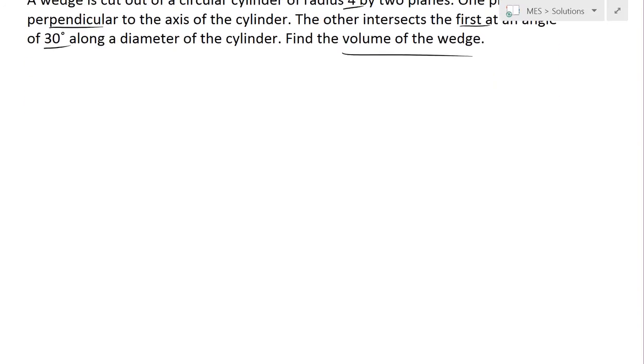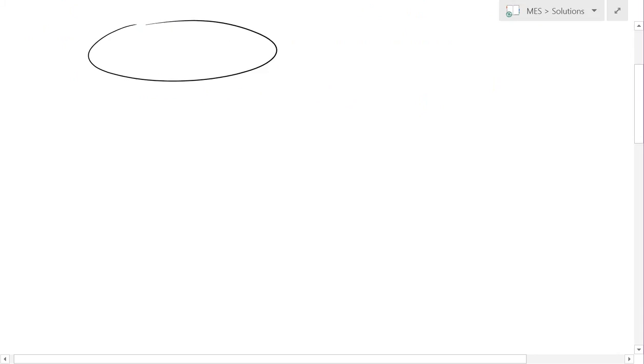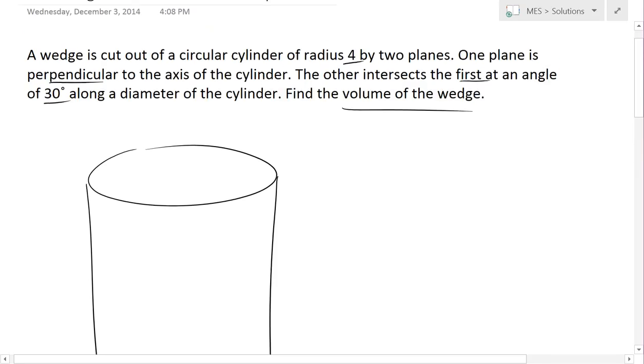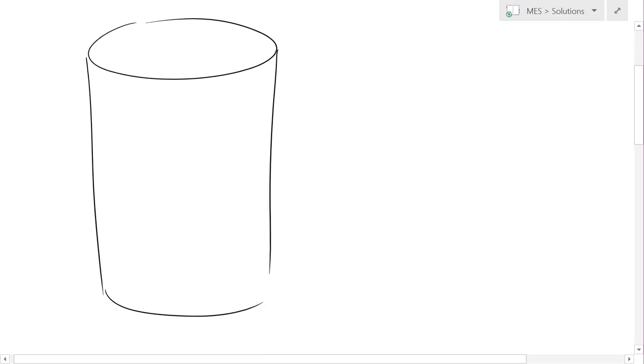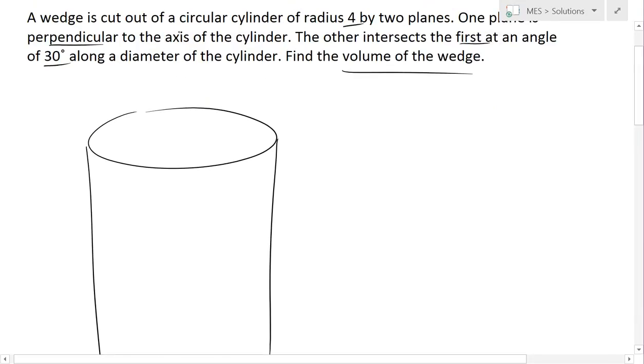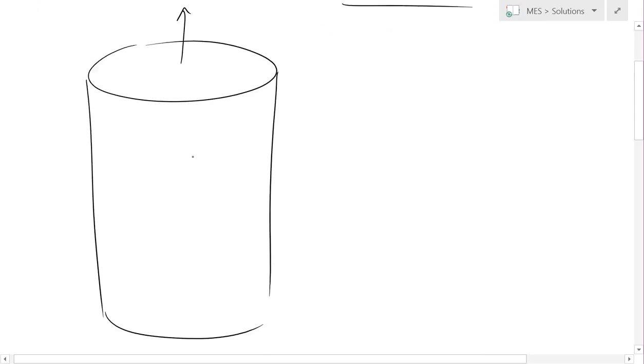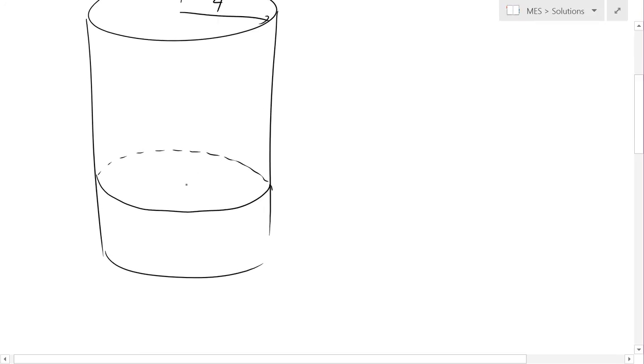So if we were to draw this out, here's a cylinder. If we were to draw the two planes to see where they cut, this one is perpendicular to the axis of the cylinder. We'll say that's the axis. As you can see, it's circular about this origin there. Perpendicular to it, let's just pick a random spot here. There is a spot perpendicular, and this is a circular one. Radius is 4.